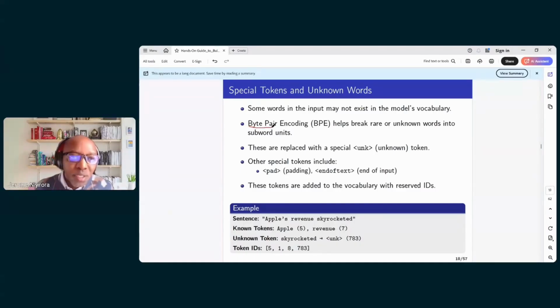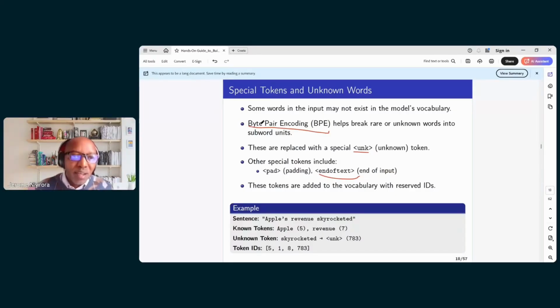So there's something known as byte pair encoding. It was popularized by OpenAI when they first introduced GPT models. Essentially what it does is it replaces unknown words with tokens. Sometimes, for example, it might use an unknown token. It might use some padding. It might use end of text to indicate that maybe this is the end of a sentence. There are all different types of tokens that this system has developed to help us retokenize our text.